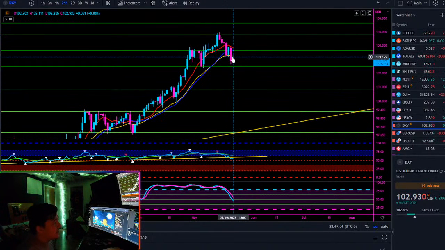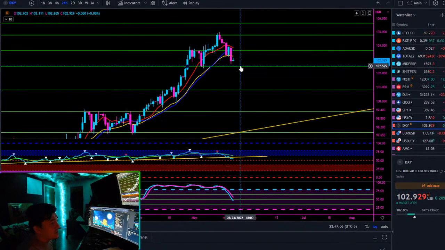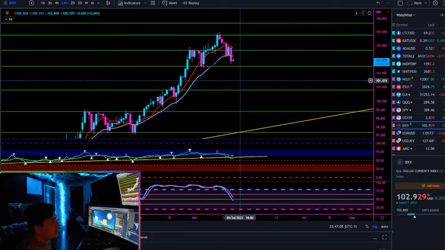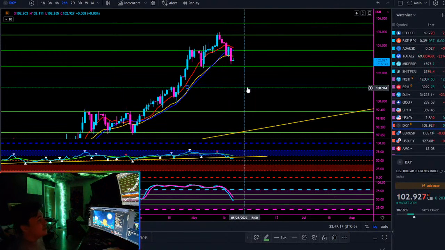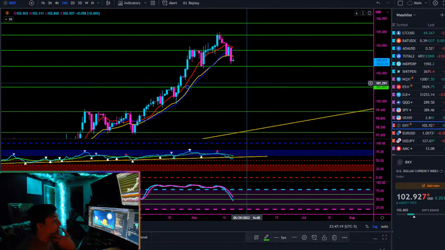If that condition is met, I'm actually going to be looking for this region to break at 102.52. I'd actually be looking for, boom, this target here at 101 even. 101 would be the general target to the downside that I'm going to be looking for, again, if we do confirm below.